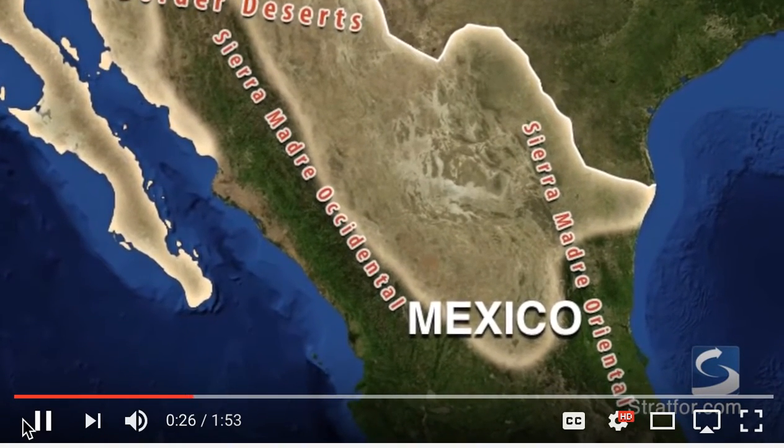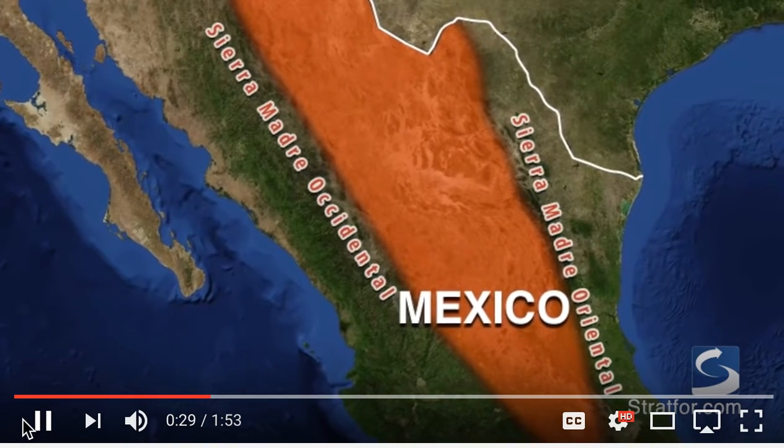And Caribbean coasts, forming highlands that cradle the heart of modern Mexico.